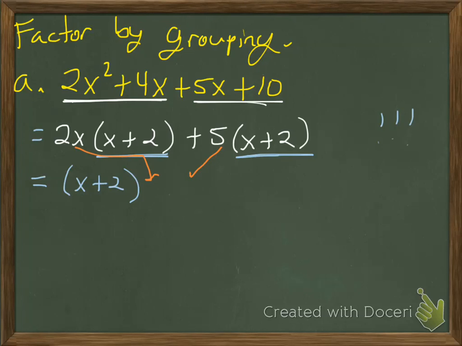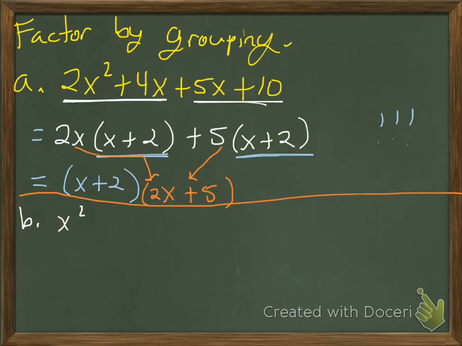And then what's left is the 2x and, oops, so something happened here. So what we have left is, we'll have to fill this in, the 2x and the 5. Okay? And that's it for that one. If you want to check, you can FOIL that all out and see if you get back to the original up here.